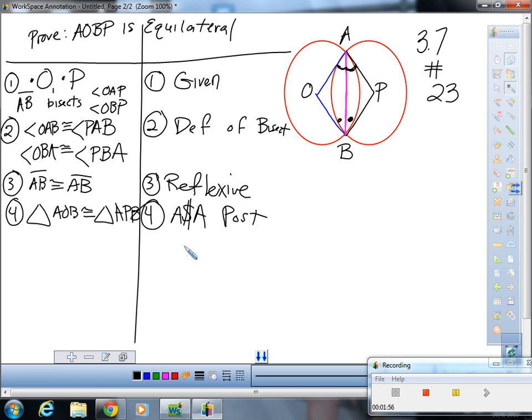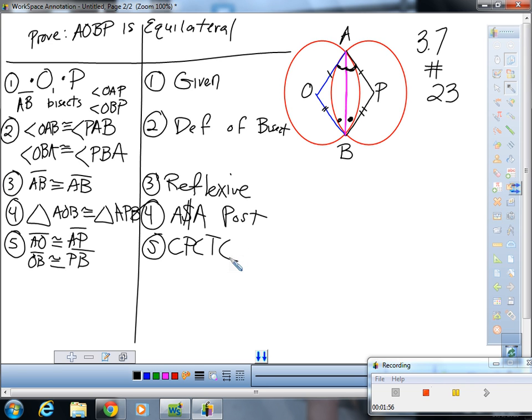Now, some people might jump to the conclusion that AOBP is equilateral. You can't say that. As of now, all we know is that these are congruent and these are congruent. Okay? So let me start by saying that AO is congruent to AP, and OB is congruent to PB. Okay? So those are separate congruent segments. And that's CPCTC.